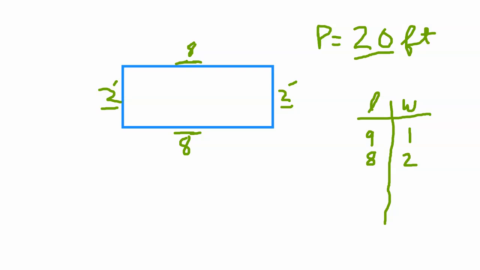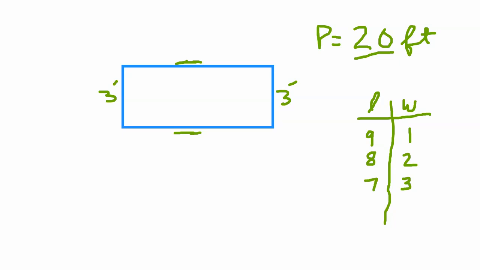Okay, now we go back to the drawing board. What if our width is 3? 3 on both sides is going to be 6. Yep, 6 is used up. So remaining 14. So we have 14 left to use on the 2 lengths. 14 divided by 2 is going to be 7.